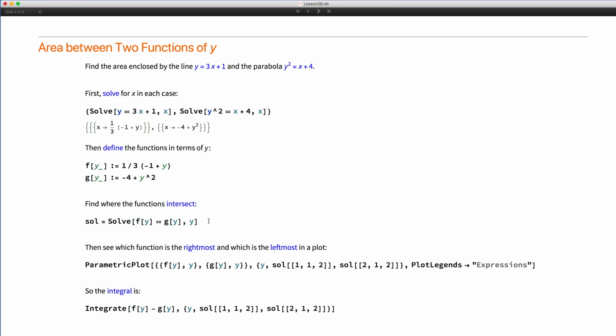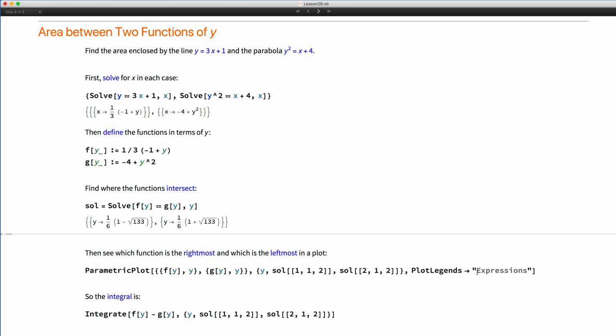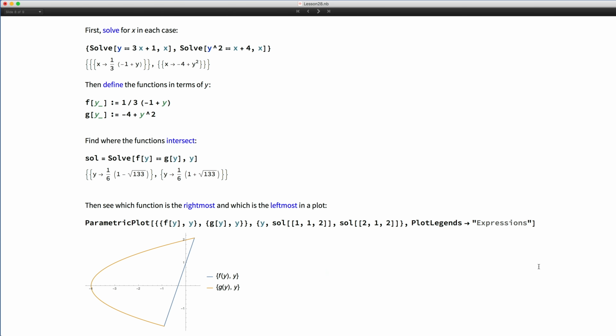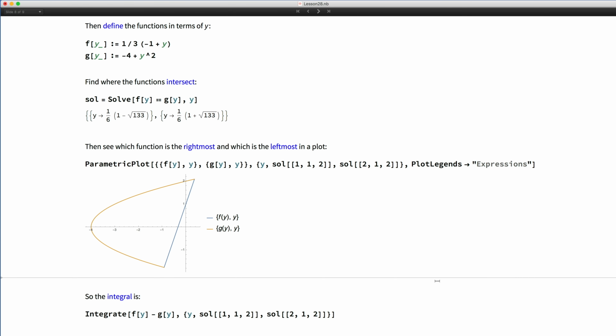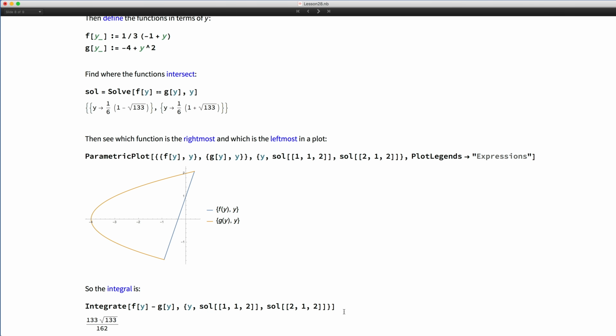Then you find where they intersect, do a parametric plot, and it's clear that you actually have the function f to the right of g, so you do integrate of f minus g between the limits negative square root 1 minus square root of 33 over 6, etc., and you get back the answer for the area between those two curves. So you can either work with x limits or y limits, they both work just fine.